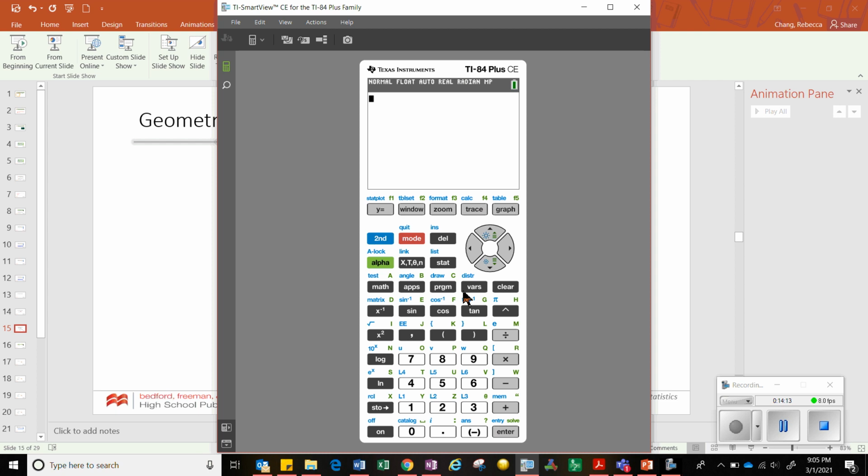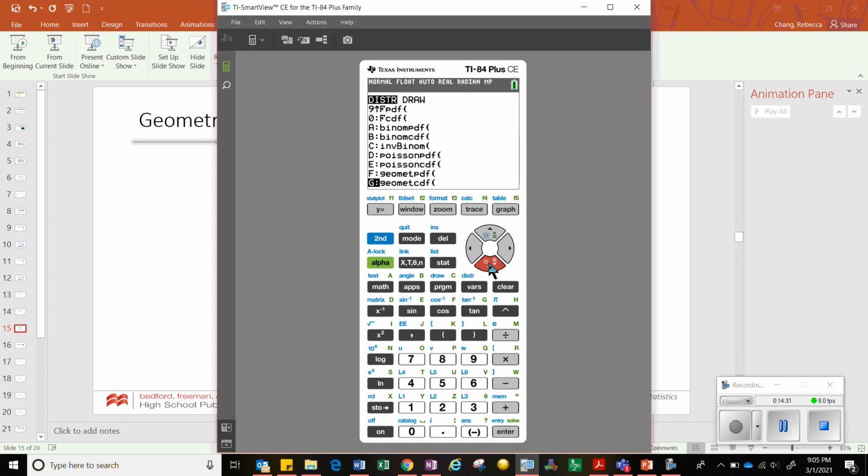So again, to get here, I'm at the home screen. I can go second distribution, which is on top of the bars. And here's my normal PDF, normal CDF, inverse normal. We used all that stuff. We'll use some more of this stuff later. Here's our binomial PDF and binomial CDF.